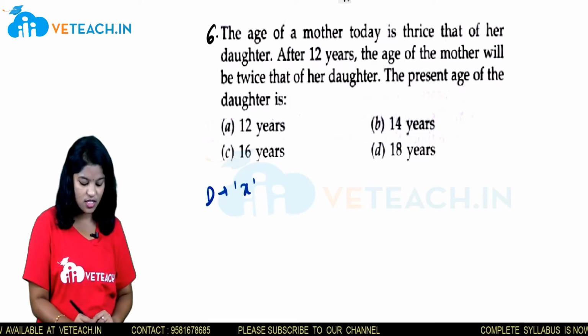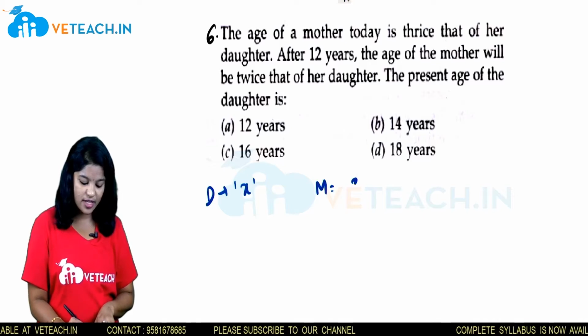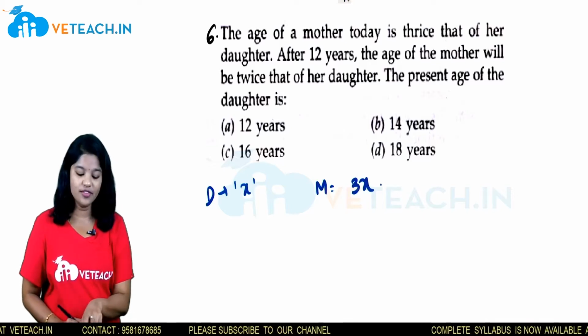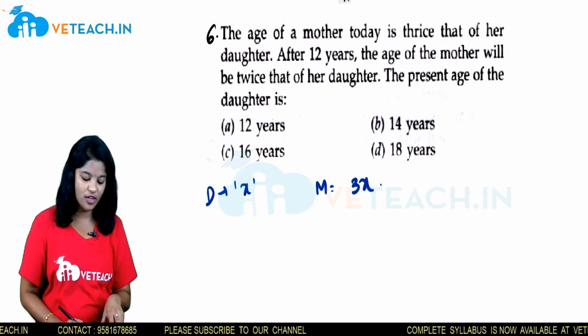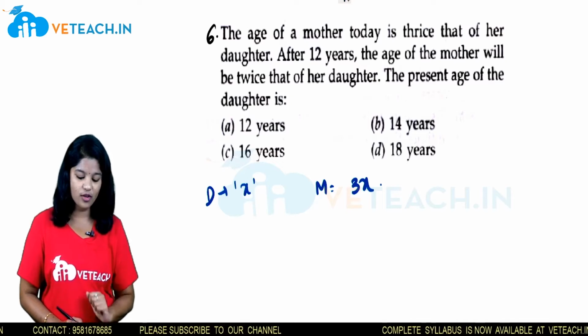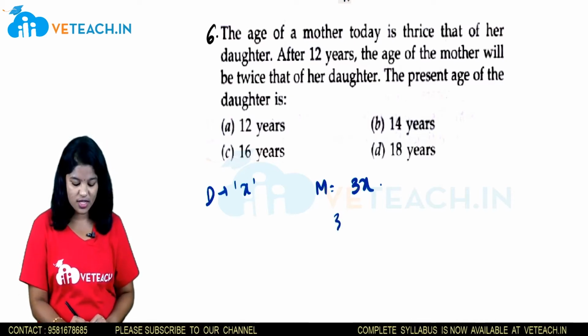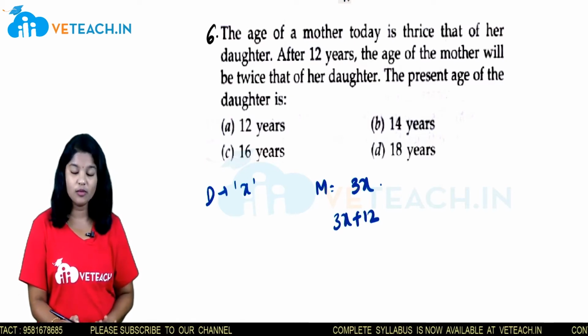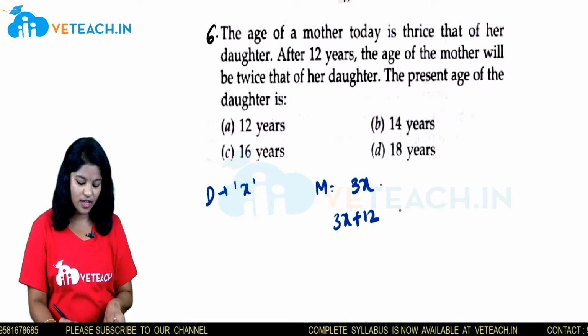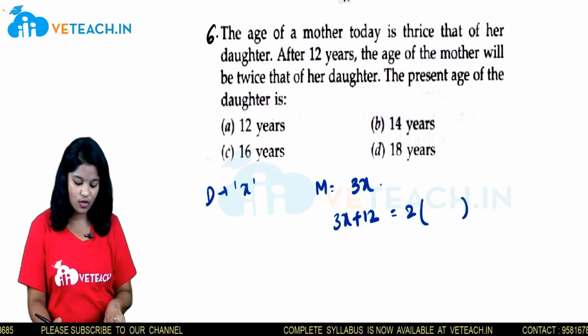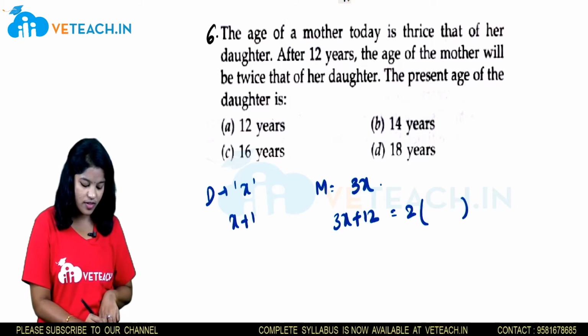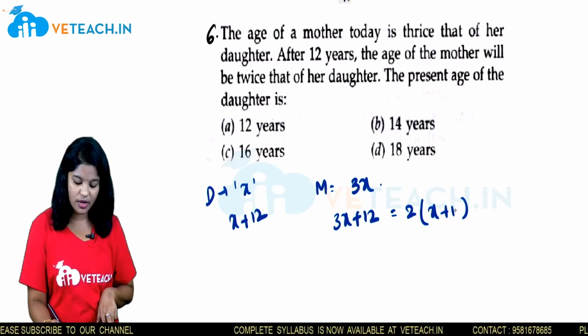This is the daughter's age. Now the mother's age at present is 3X. After 12 years, the age of mother will be twice that of her daughter. So after 12 years, 3X plus 12 will be mother's age. It will be twice of her daughter's age. So after 12 years, the daughter's age will be X plus 12.